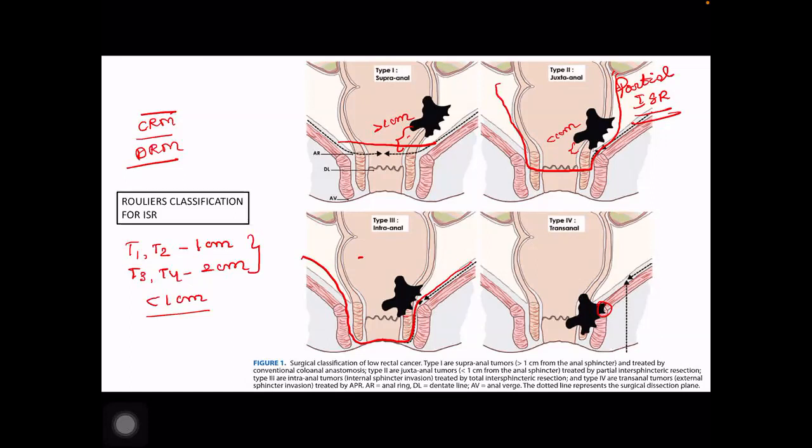So Rullier's type 1, no issues. You can definitely give a margin and take off. Rullier's type 2 is just the CRM and DRM, a small space. DRM is basically, suppose the tumor is here, you always give a margin and resect in whichever area it is.